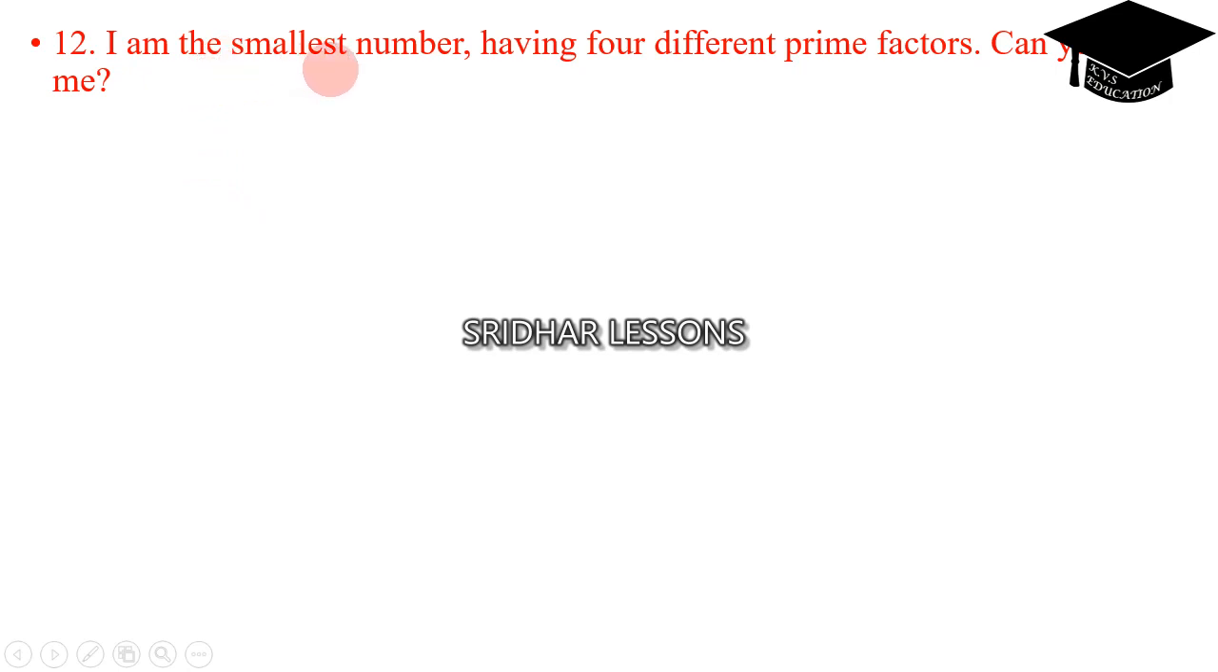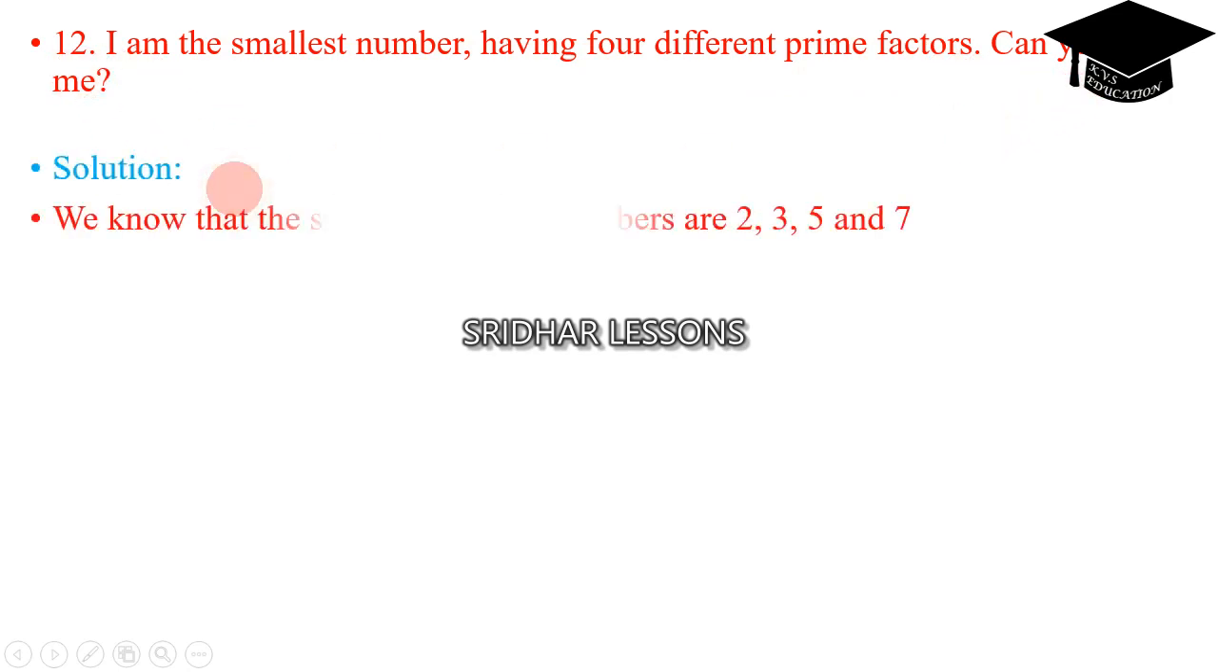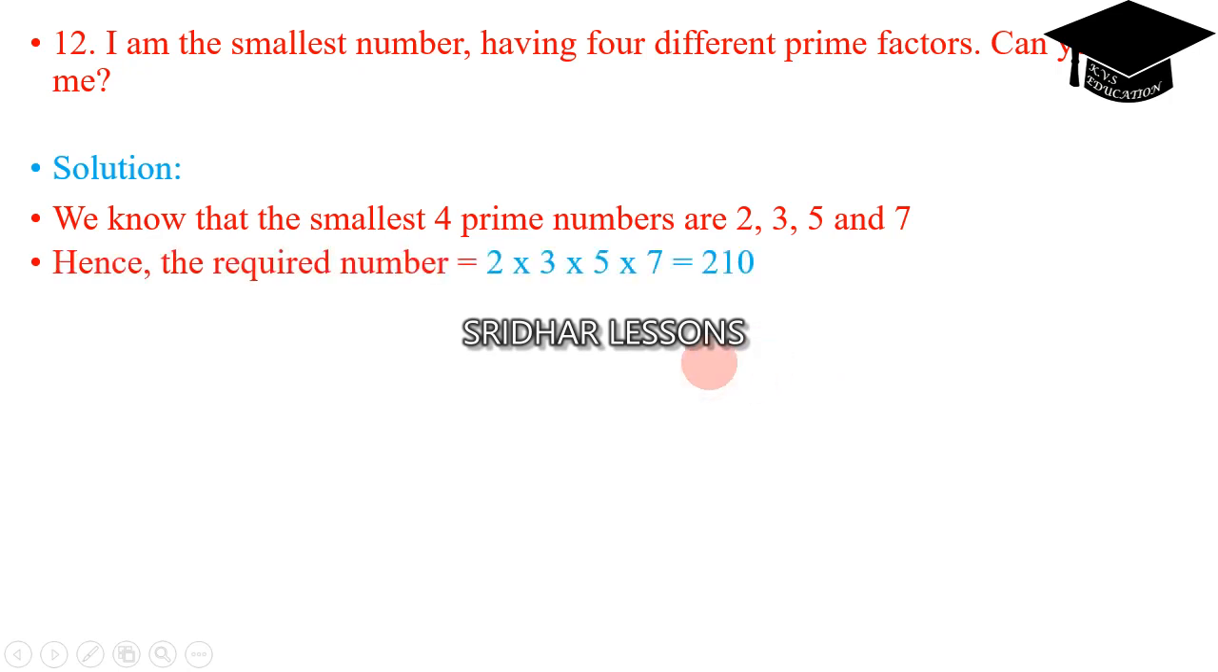I am the smallest number having 4 prime factors. Can you find me? This is problem number 12. We know that the smallest 4 prime numbers are 2, 3, 5 and 7. Okay. So the required number is 2 into 3 into 5 into 7, that is equal to 210.